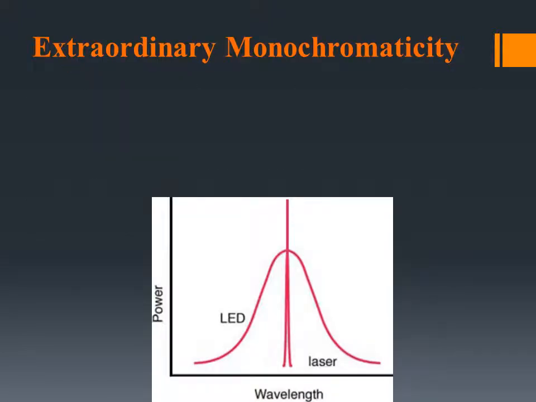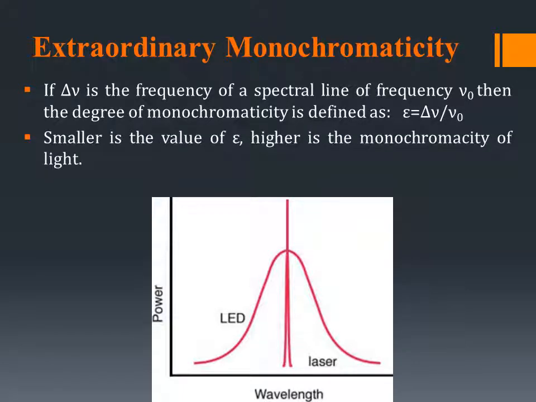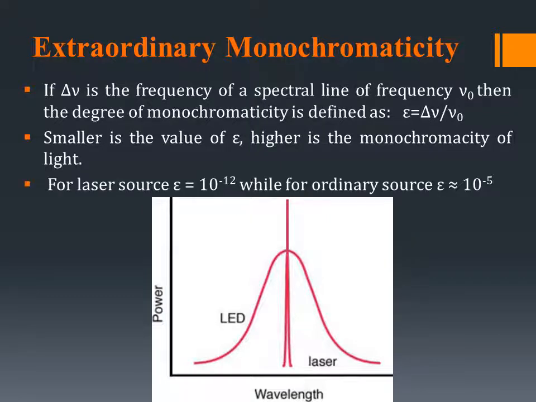A laser beam possesses extraordinary monochromaticity. If delta nu is the frequency width of a spectral line of frequency nu naught, then the degree of monochromaticity is defined as epsilon equal to delta nu by nu naught. Smaller the value of epsilon, higher is the monochromaticity of the light. For a laser source, epsilon is 10 power minus 12, whereas for an ordinary light source, epsilon is high at 10 power minus 5.